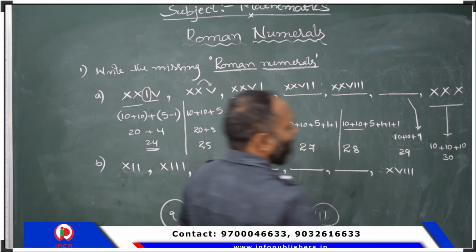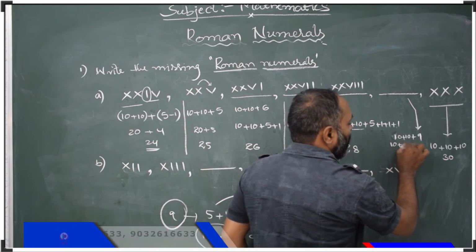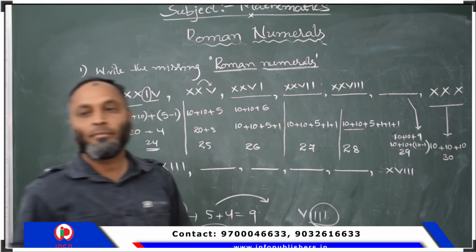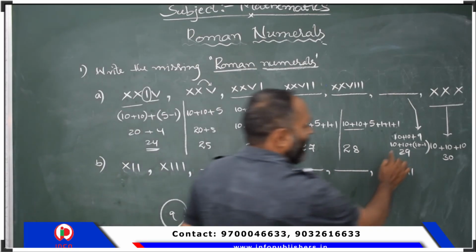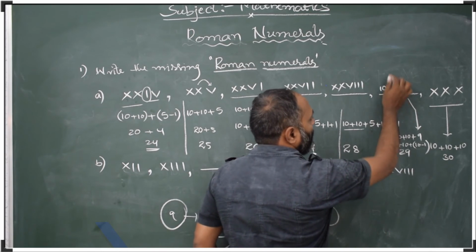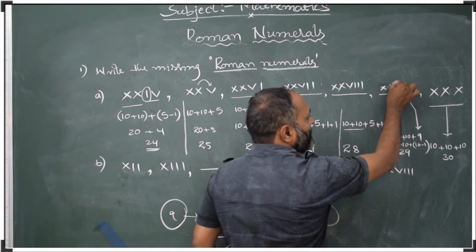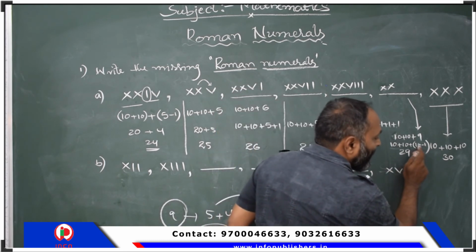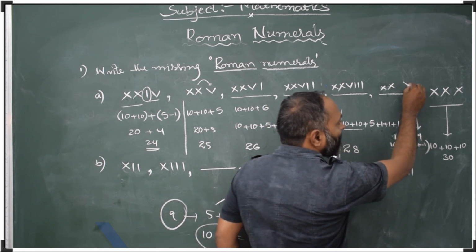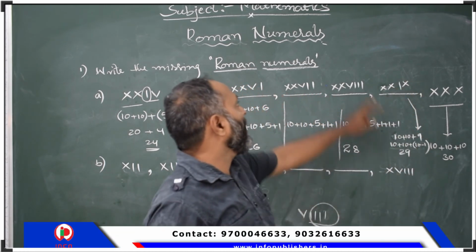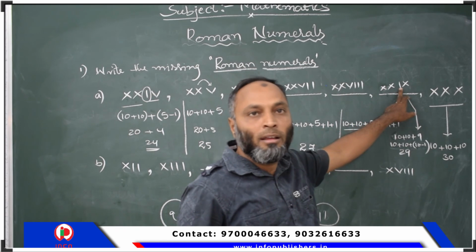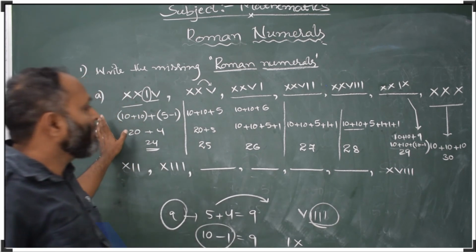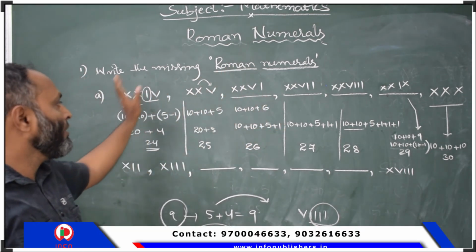So here 9 is there. Then how to write 10 plus 10? Then 9 means 10 minus 1. That is 29. Here 10 is repeated. 10 means X, 10 means X. And 10 minus 1, here bigger number and minus 1. So minus will come, no? So then we take our small Roman numeral in between the two bigger Roman numerals. This is the method. In this way we have to write the missing Roman numerals.